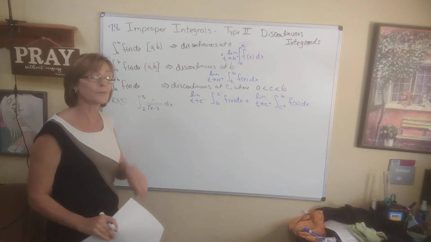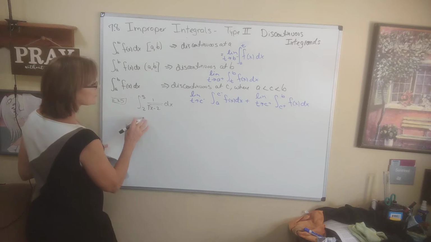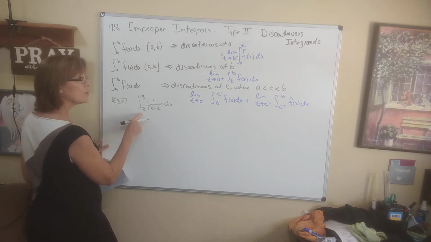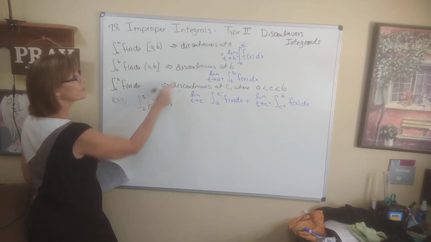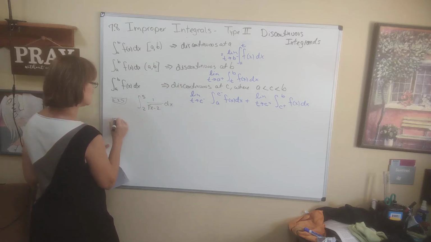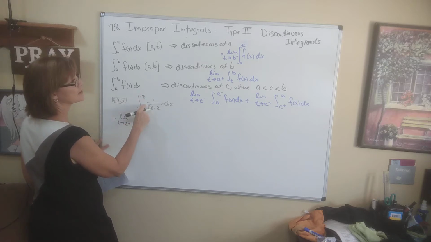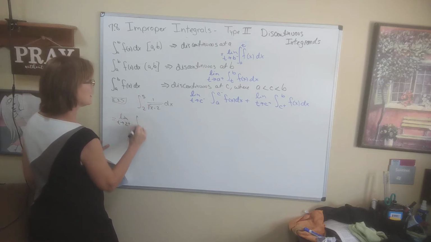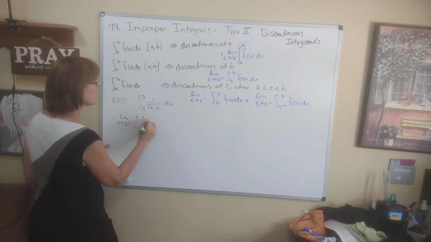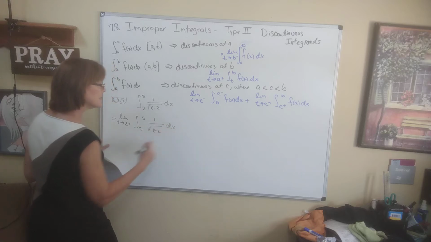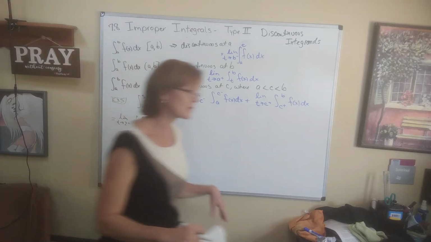So that's a problem. We need to rewrite this because we have a discontinuity and it's occurring at an endpoint. So we're going to rewrite it like we would for this middle one. We'll say this is equal to the limit as t approaches 2 from the right, because it's on the right side of 2 where we have this situation, of the integral from t to 5 of 1 over the square root of x minus 2 dx. And now we use our integration skills to integrate this.